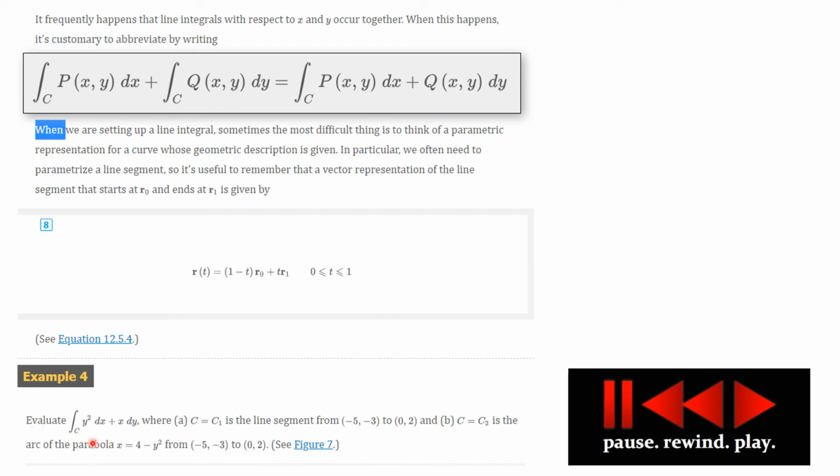Evaluate the integral over C of y squared dx plus x dy, where C is C1, the line segment from this point, minus 5, minus 3, to 0, 2, and C2 is the arc of the parabola x equals 4 minus y squared, and this goes from this point to this point. And I'm going to let you draw the picture because I've told you enough to draw the picture. You know what to do.